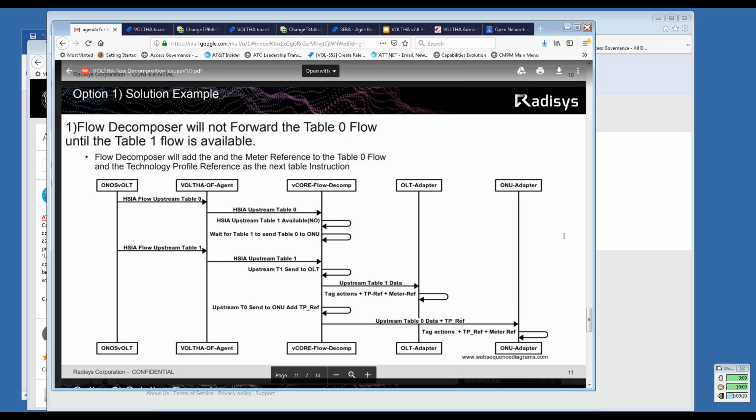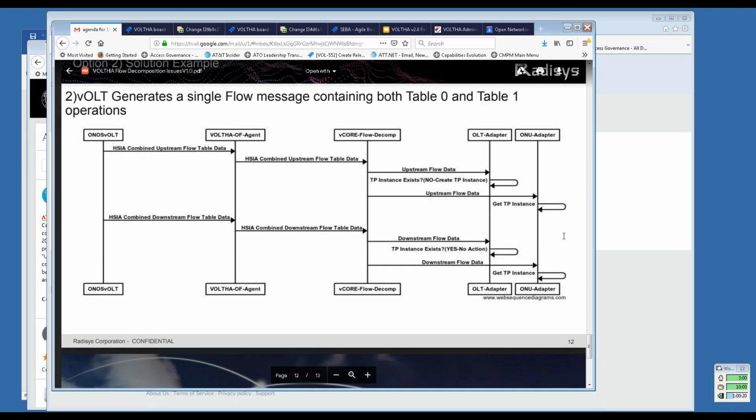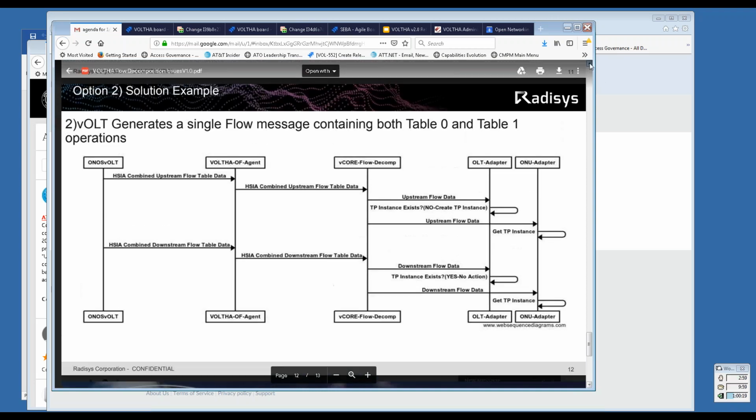Yeah, I don't think we want to break OpenFlow, right? But we do have this problem where both OLT and ONU need to have the tech profile reference. Yeah, that's right. I think your option 2 is my preferred way. Option 1 could work. I generally don't like things like, oh, I have to wait for this to happen before I take action. But it could work too.